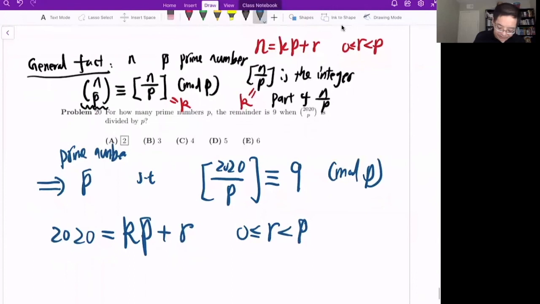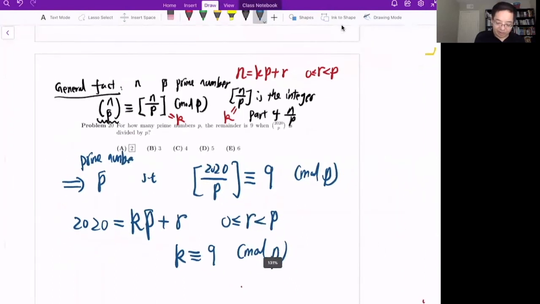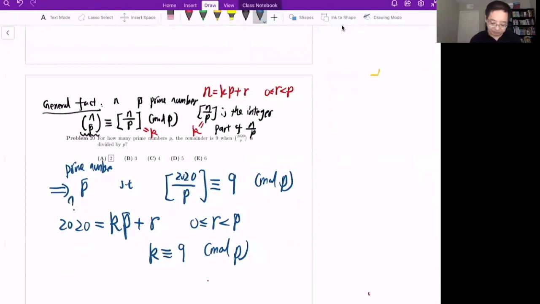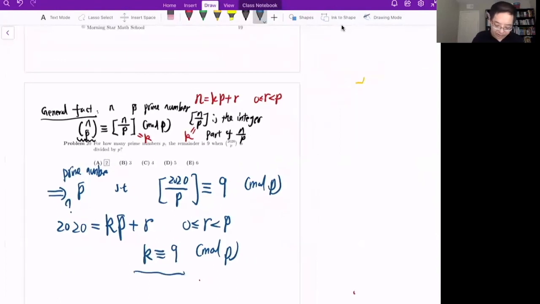So we want this k, when divided by p, to have remainder 9, right? That's what we need to find. We need to identify those prime numbers. We are going to look at two cases. Because k divided by p having remainder 9 just means that k can be written as p times n plus 9, where n is a whole number: 0, 1, 2. Let's look at two cases.